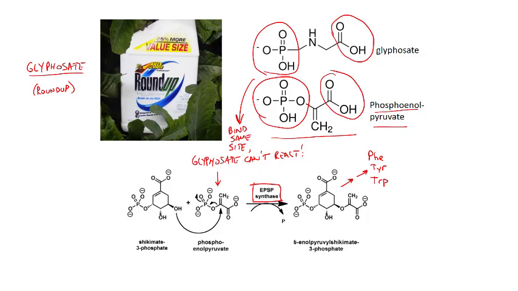And so what it does to plants is it starves them of aromatic amino acids, essentially, because it's inhibiting EPSP synthase. And because humans don't have this enzyme, I think most animals don't have this enzyme, this weed killer is not terribly toxic to animals. It's not exactly the most safe thing in the world, but it's not highly toxic the way other weed killers are.